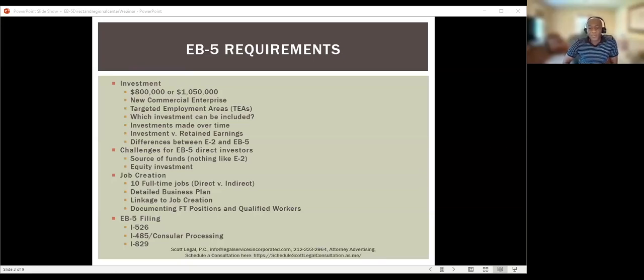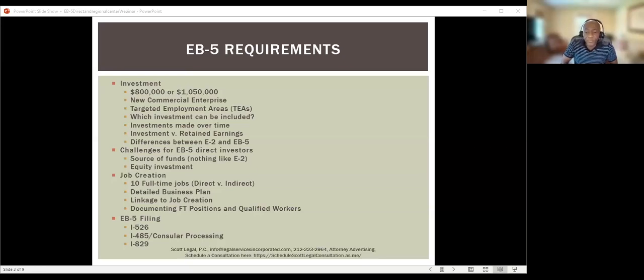The other key thing to keep in mind with respect to the investment is that retained earnings doesn't count. So let's say that someone, for example, is running a business and the business makes $2 million in profit. And then the next year they have that $2 million in retained earnings, and then they spend the $2 million on equipment and employees and different things like that. That $2 million is not investment. Investment is not profit from the business. It's not revenue from the business. Investment has to come from the personal funds of the investor. So that's something to keep in mind.